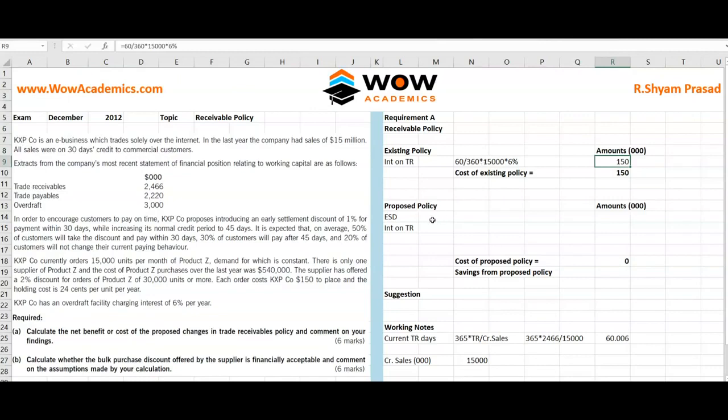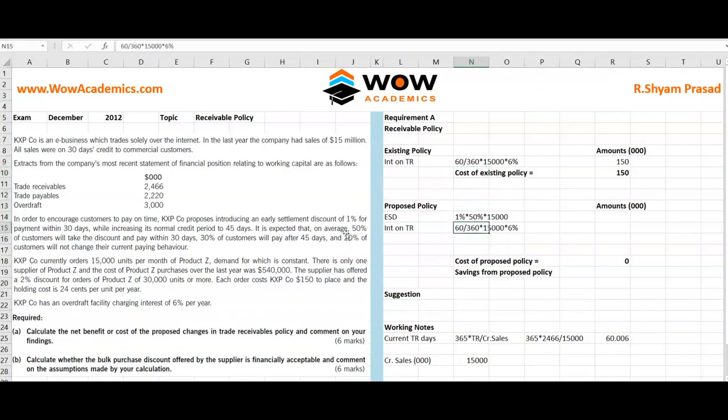So we'll now move on to the new policy. The new policy works like this. The discount that the customers will get is 1%, and only 50% of the customers are going to accept this, multiplied by the sales. So these people are the ones who are going to get this discount. For 50% of the credit customers, only 1% is going to be given. The next one is the interest on the trade receivable, so we can copy this and use the same.